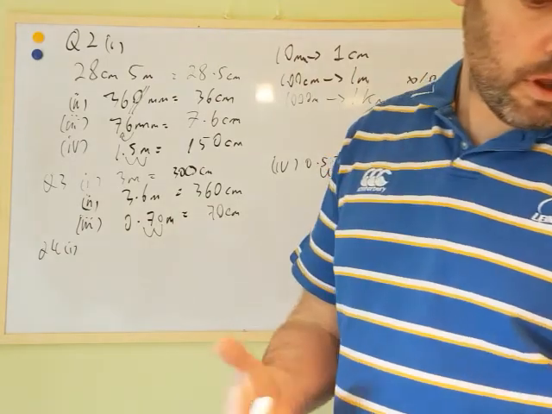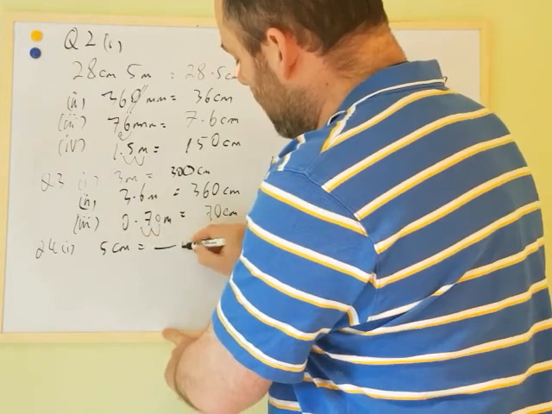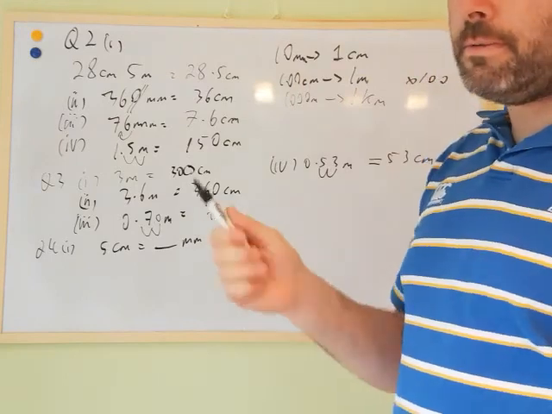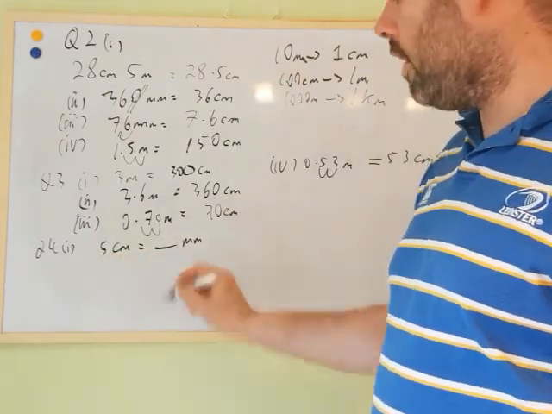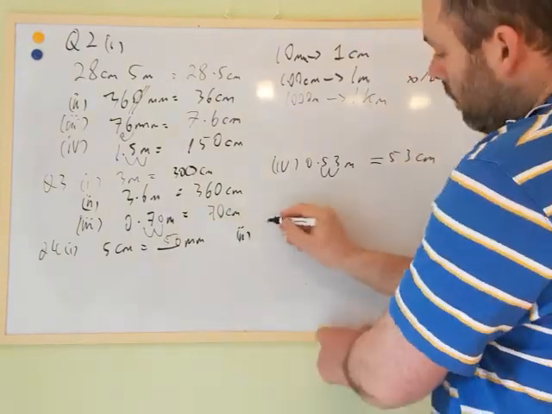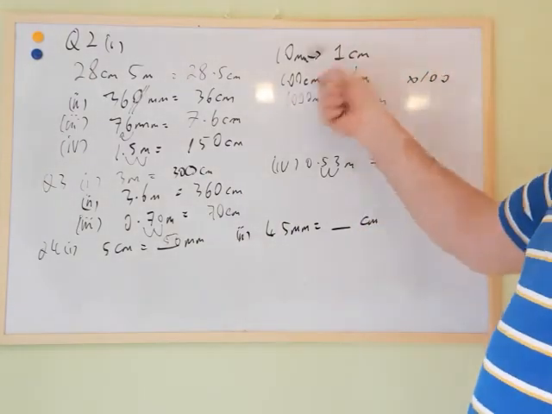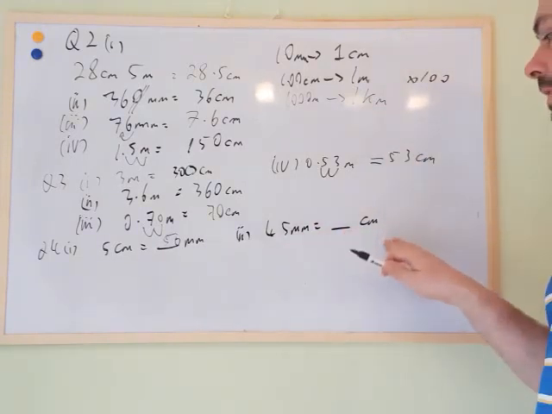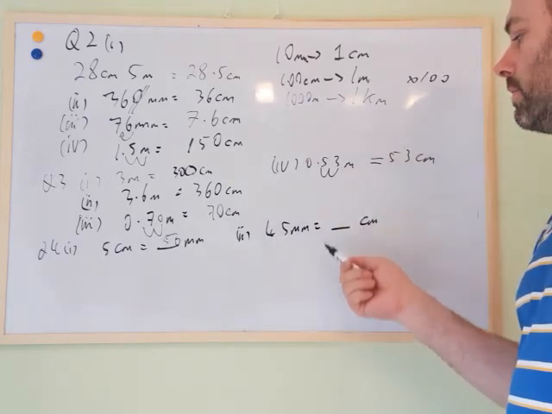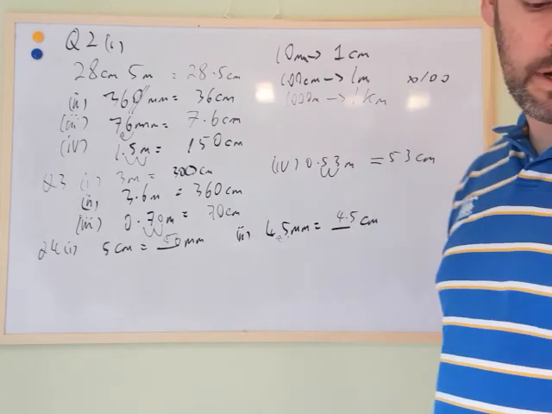part 1. Copy and complete. 50 centimeters is equal to blank millimeters. Well, if there's 10 millimeters in 1 centimeter, to convert from centimeters to millimeters, multiply by 10. 5 by 10 is 50. Next one. 45 millimeters is equal to how many centimeters? Yet again, 10 millimeters for every 1 centimeter. So if we're going from millimeters to centimeters, we're going from lots of small things to a couple of big things. So we divide by 10, move the decimal 1 to the left, 4.5 centimeters.